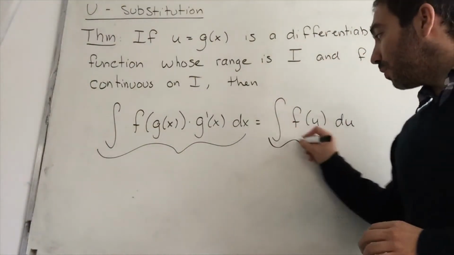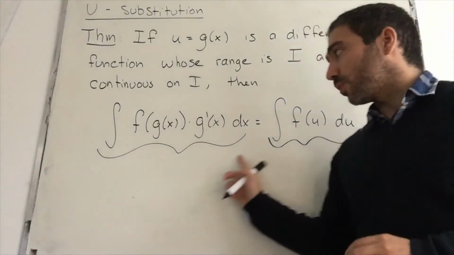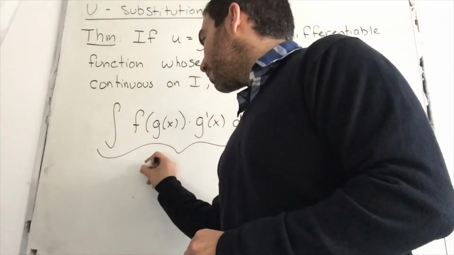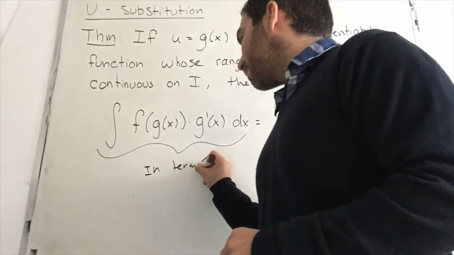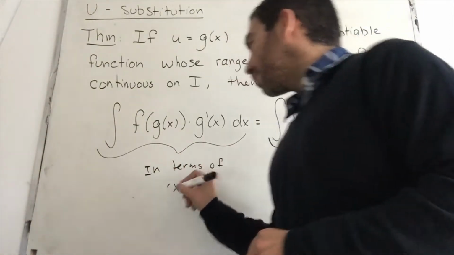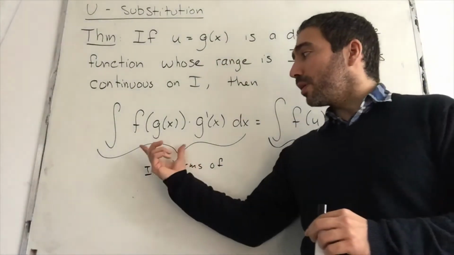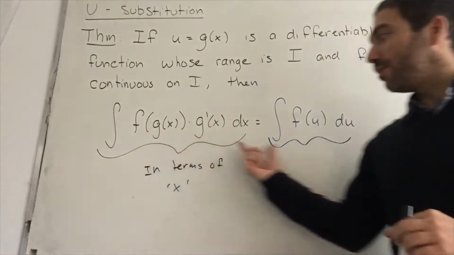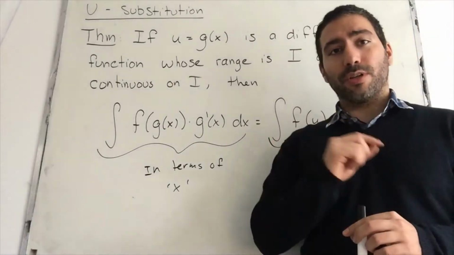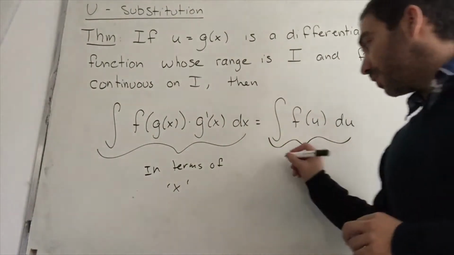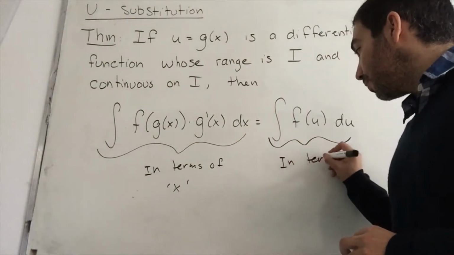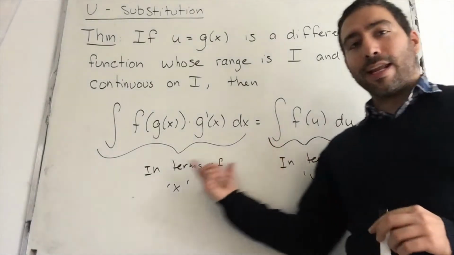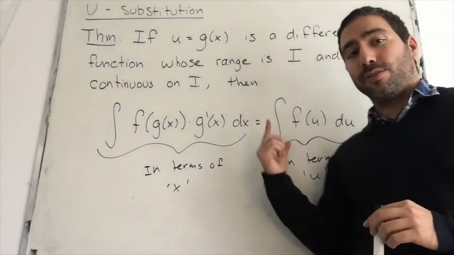And what you have to notice is that the function on the left-hand side of the equation is written in terms of x, or whatever you started with. And what we're going to do is transform this by making a clever substitution into something that's written solely in terms of u. There's no x's over here. So this is expressed solely in terms of u. And now we transformed it into something which is easy to integrate.